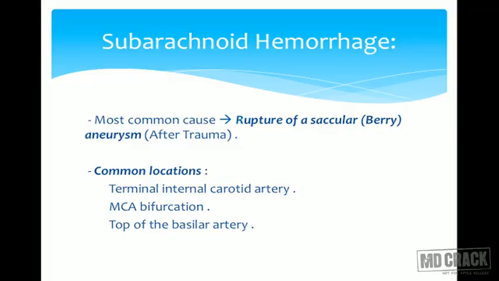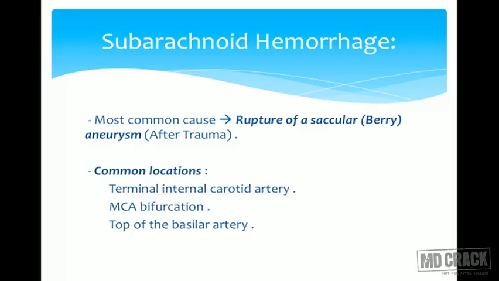So, subarachnoid hemorrhage. As you know, most of the intracranial vessels are in the subarachnoid space, ranging from your middle cerebral artery to the anterior cerebral artery or posterior cerebral artery. These arteries are in the subarachnoid space, and any damage or perforation to them may start from an aneurysm, and those aneurysms may rupture and present directly as a subarachnoid hemorrhage.